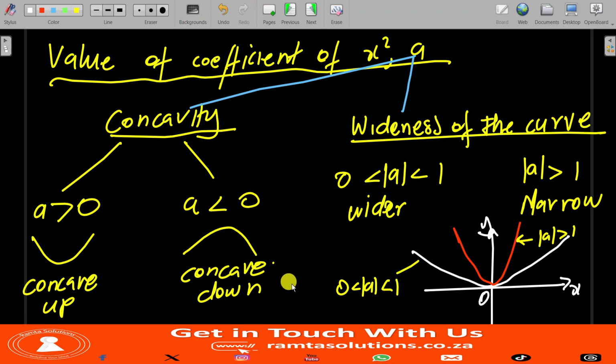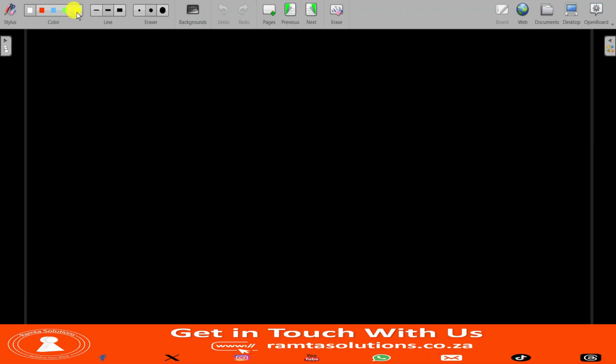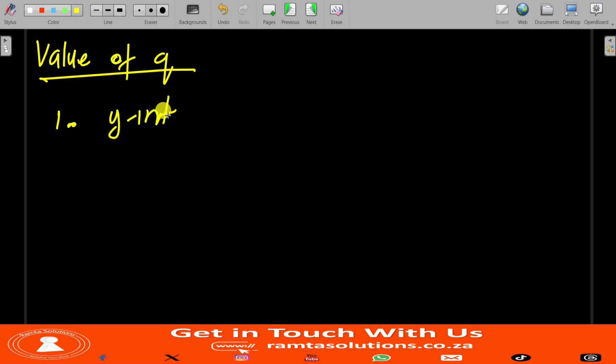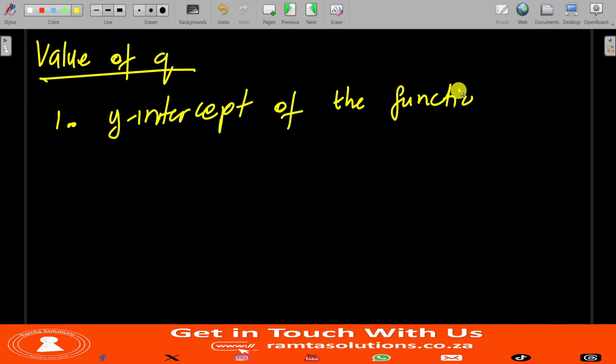Okay, so this is what we are looking at. Now, we're going to look at the value of q. The value of q represents the y-intercept of the function or graph. This is to say where the function is cutting the y-axis.